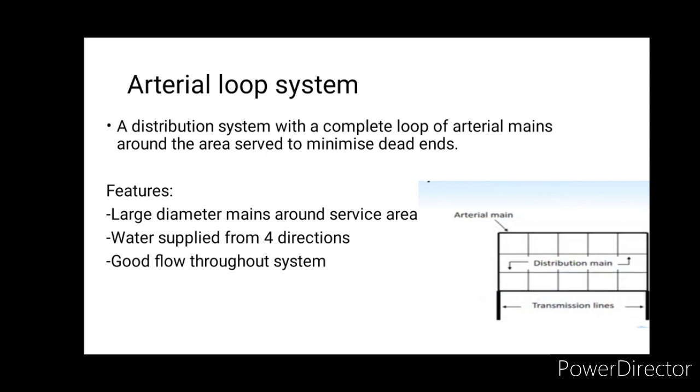Arterial loop systems are distribution systems with a complete loop of the arterial mains around the area being served to minimize dead ends. Features of arterial loop systems include large diameter mains around the service area. Second, water is supplied from four directions, which means a fire hydrant at an intersection is supplied by water coming from four different directions. The last one is good flow throughout the system.